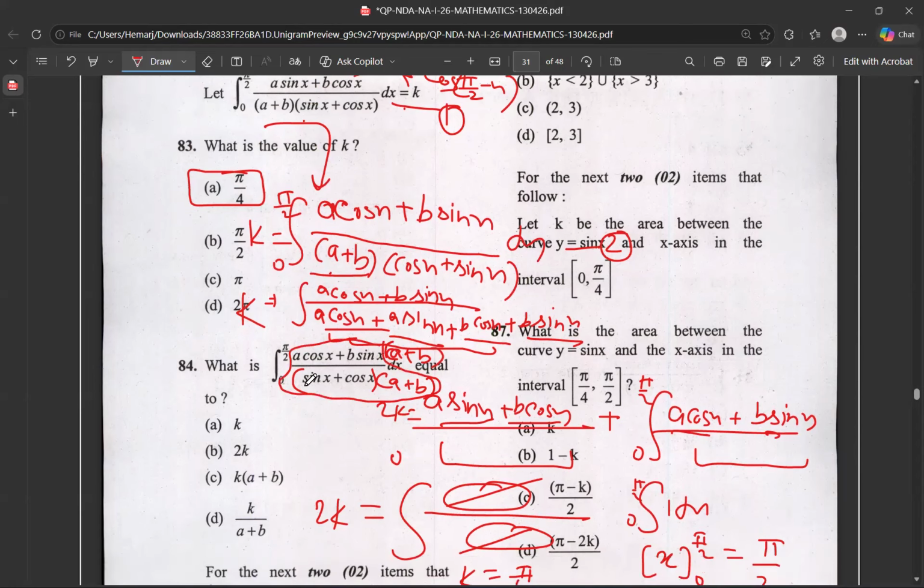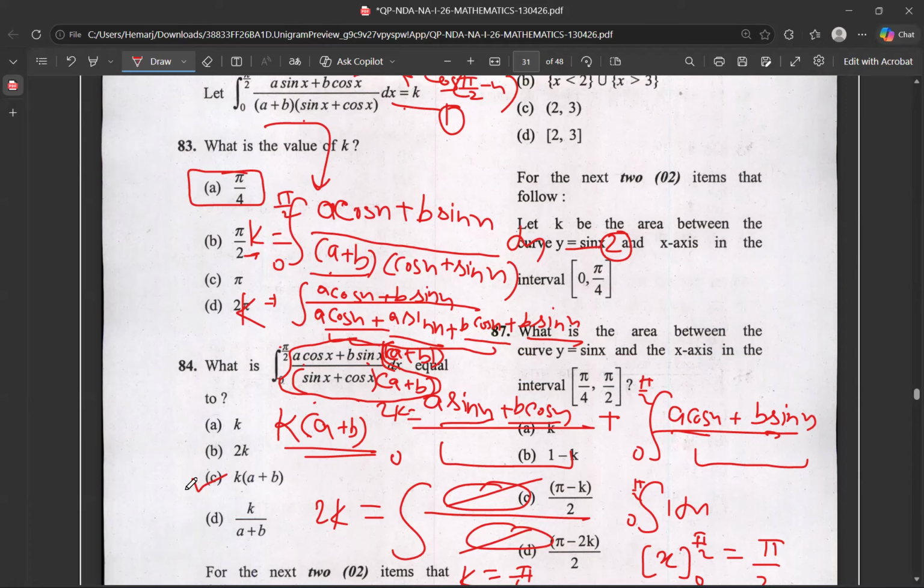And this was our k. So this whole integration of 0 to pi by 2 a cos x plus b sin x divided by sin x plus cos x into a plus b. This whole is nothing but k. K into this one, a plus b. K into a plus b. Option C will be our correct answer.